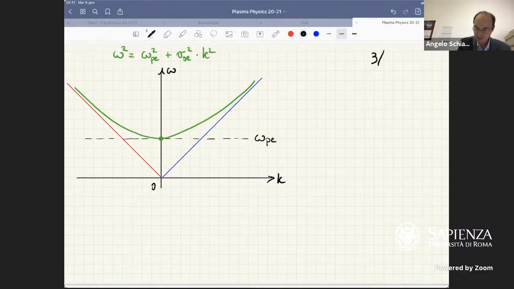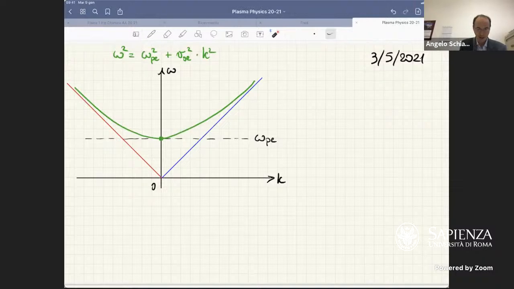This is the 3rd of May 2021. And we were sketching this dispersion relation and commenting on the various parts of this plot.